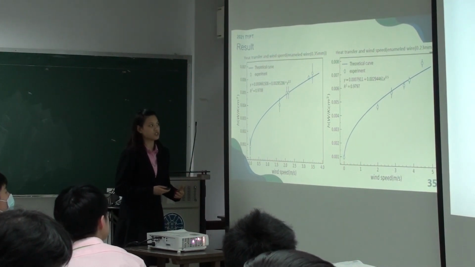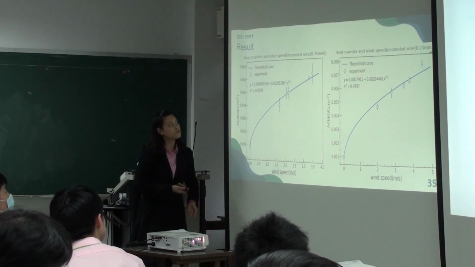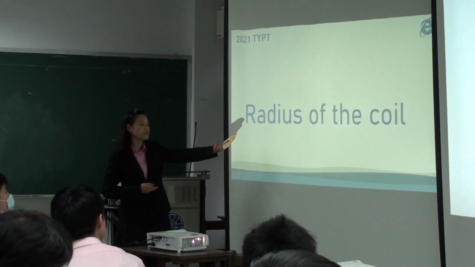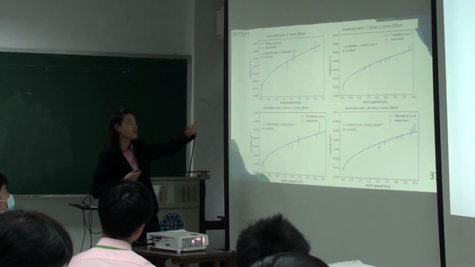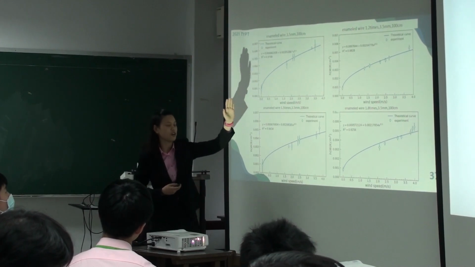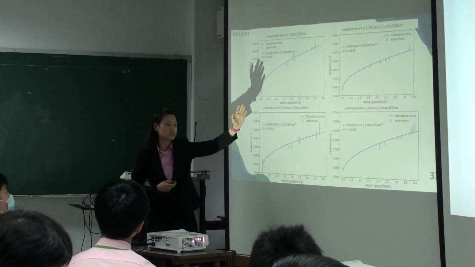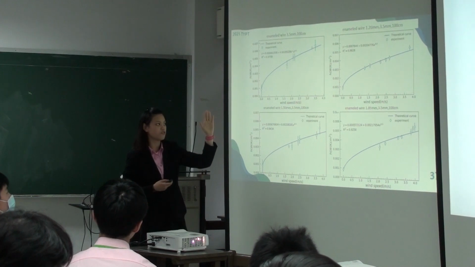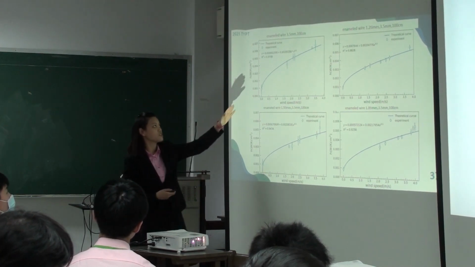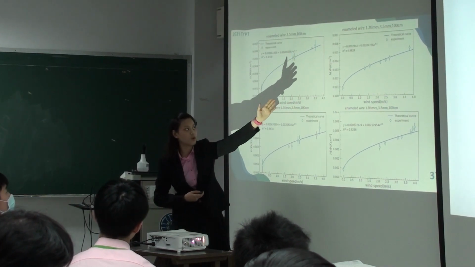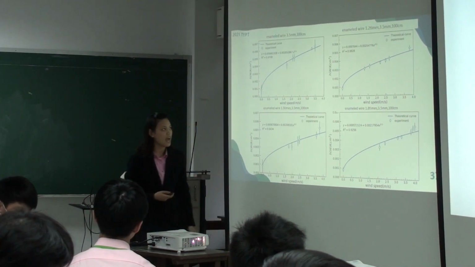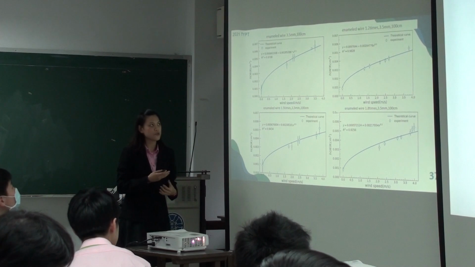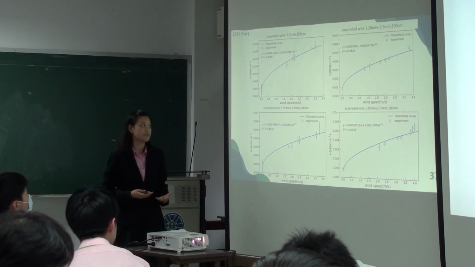So this is a result, and the third is the radius of the coil. So these are the four different radii of the coil. This is the result for the 4 different radii, which are 1 times, 1.2 times, 1.5 times, and 1.8 times. And from these 4 graphs, you can see a specific phenomenon.